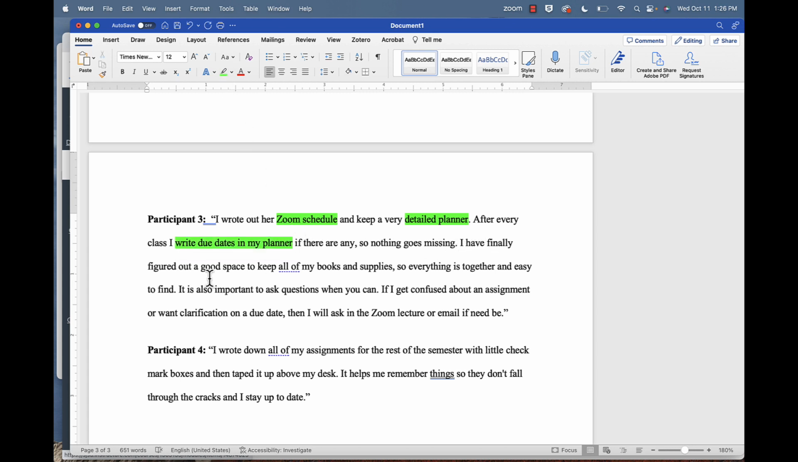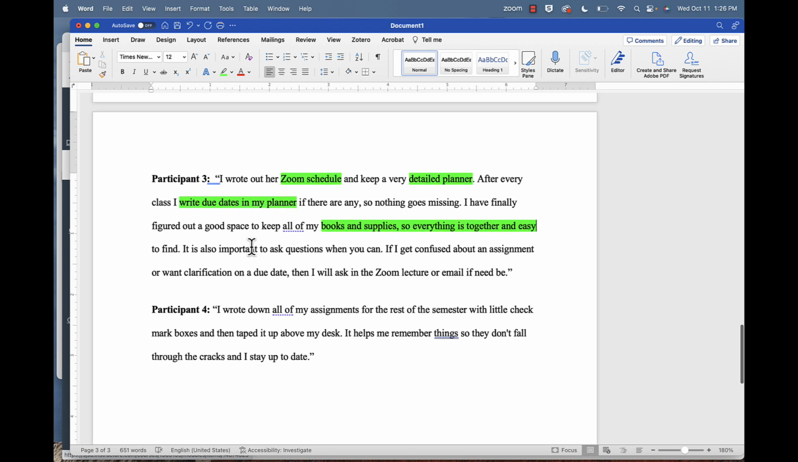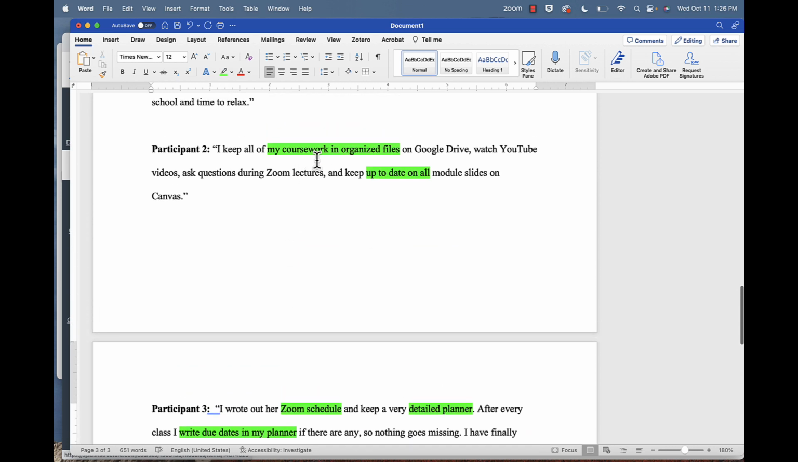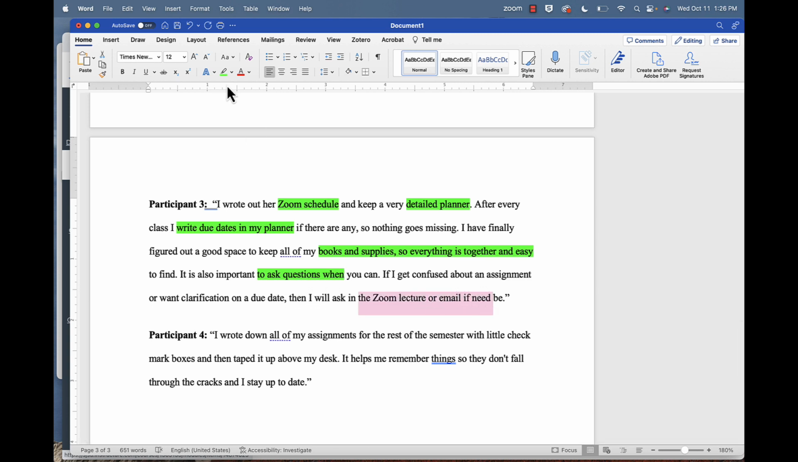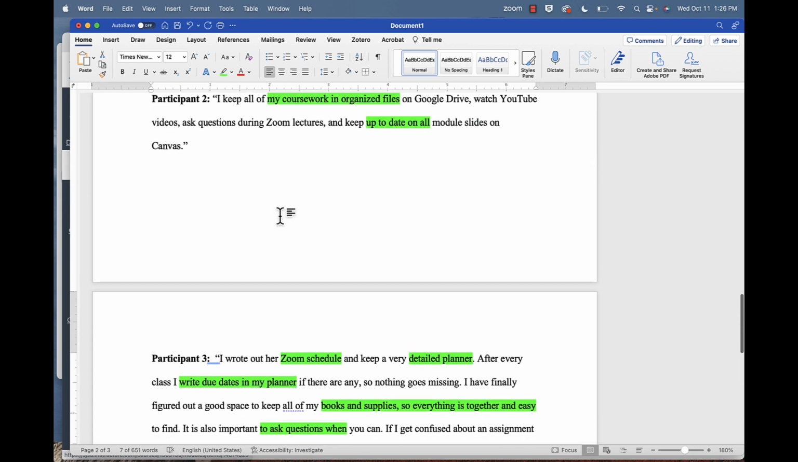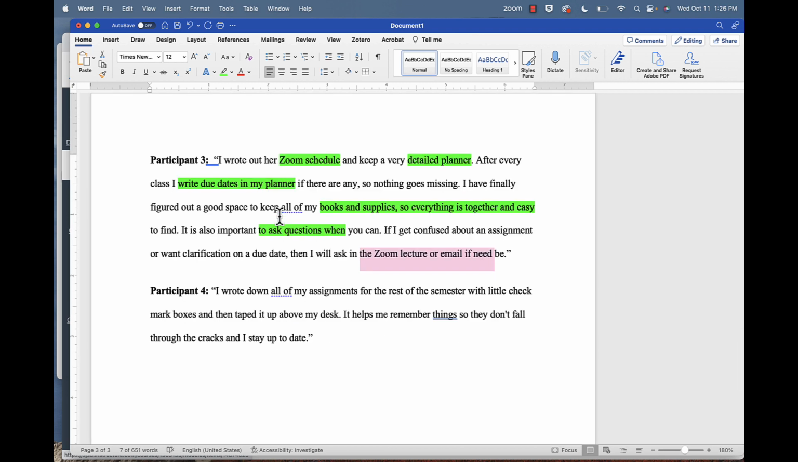I have finally figured out a good space to keep all of my books and supplies so everything is together and easy. So organization. I see some kind of organization taking place here. It is also important to ask questions. This is the second person saying important to ask questions during lectures or after lectures. If I get confused about an assignment or want clarification on a due date, I will ask in the Zoom lecture or email. All right, so asking questions. Planning, scheduling, and prior planning seem to be the categories that come up right now.